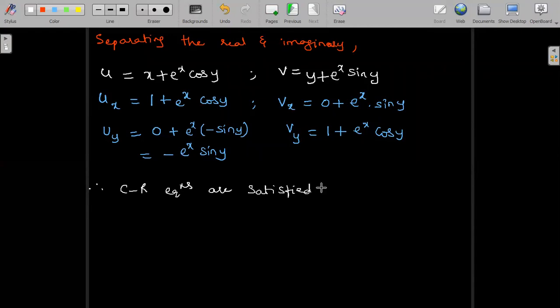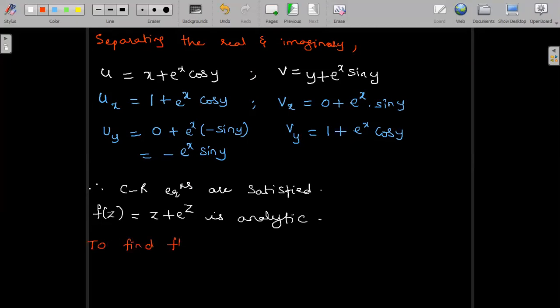CR equations are satisfied. So this gives us that f of z, that is z plus e power z, is analytic. So this was the first part of the problem. Now coming on to the second part of the problem, we need to find the derivative f dash of z.